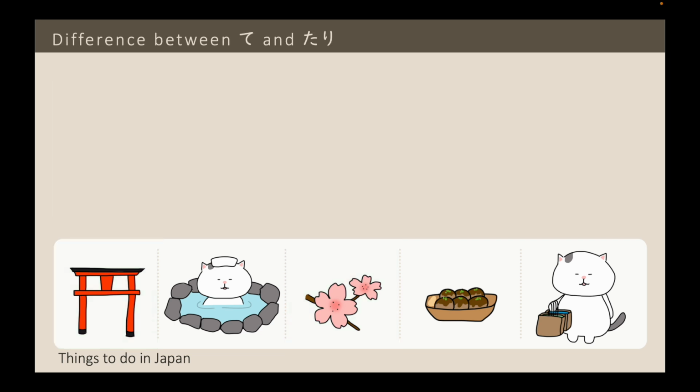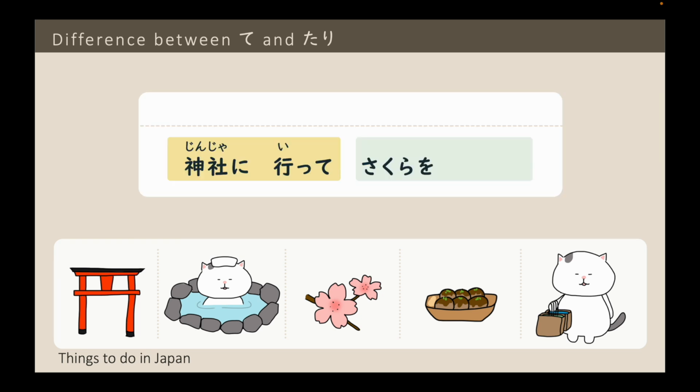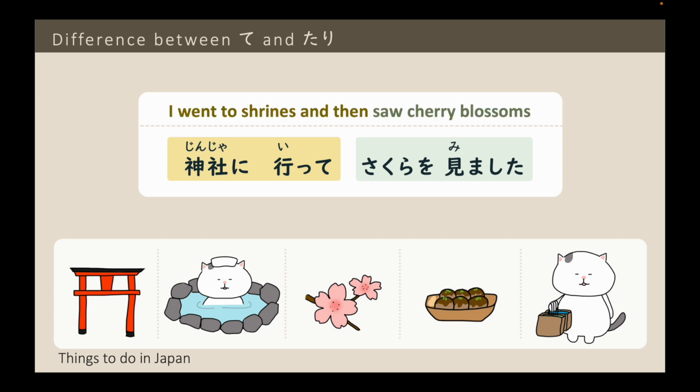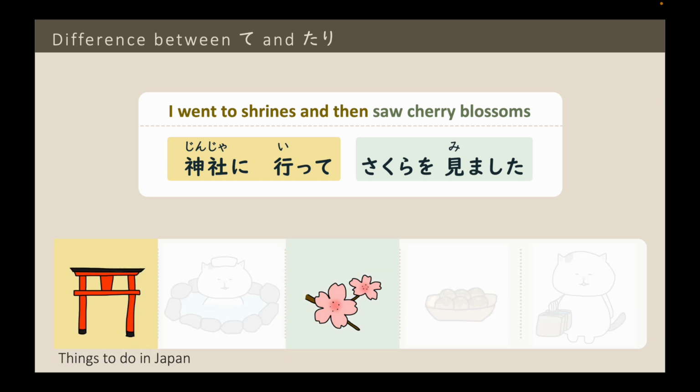You might remember that we can use the te form to connect multiple actions. Why not use the te form and say jinja ni itte sakura o mimashita? This means I went to shrines and then saw cherry blossoms. So this sentence doesn't match Shiro's intention because it suggests these are the only activities Shiro did in Japan and that they happened in this order. On the other hand, tari allows us to list sample activities without any specific order.